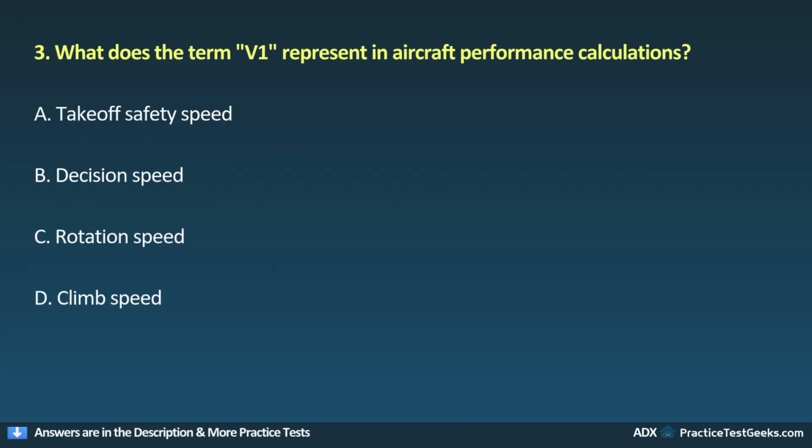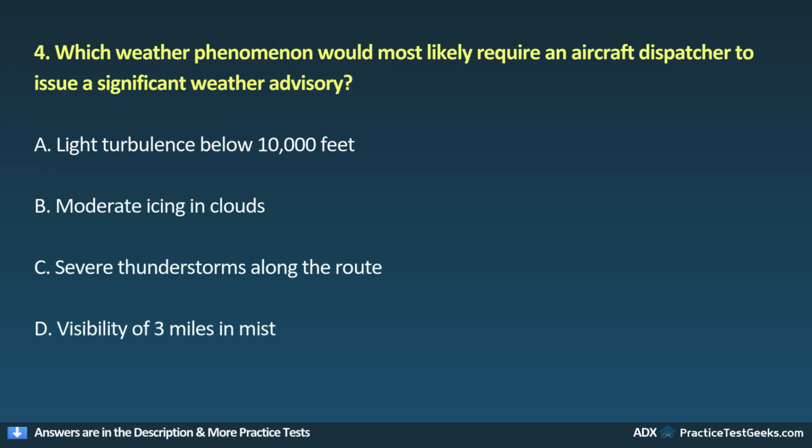3. What does the term V1 represent in aircraft performance calculations? A. Takeoff safety speed. B. Decision speed. C. Rotation speed. D. Climb speed. 4. Which weather phenomenon would most likely require an aircraft dispatcher to issue a significant weather advisory?